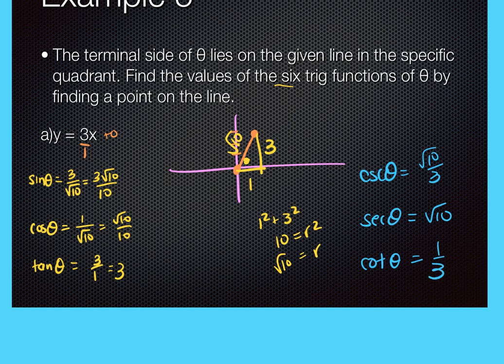What do you notice about the tangent and the slope of the line? They're the same. And that will always be true because think about it. Tangent is your y over your x, and the slope is your change in y over your change in x. So those two things will always be the same. We still good? Yeah.